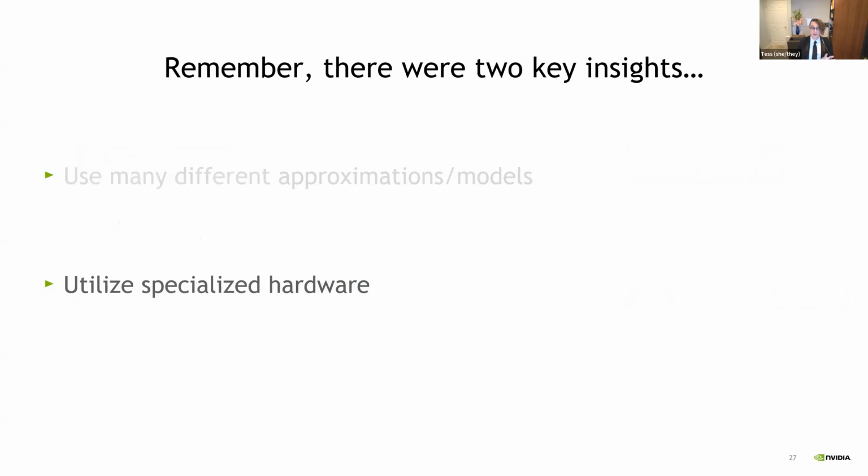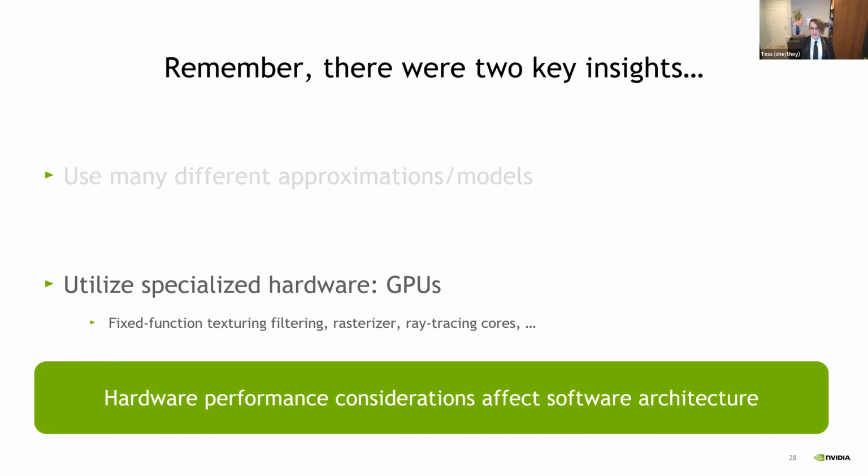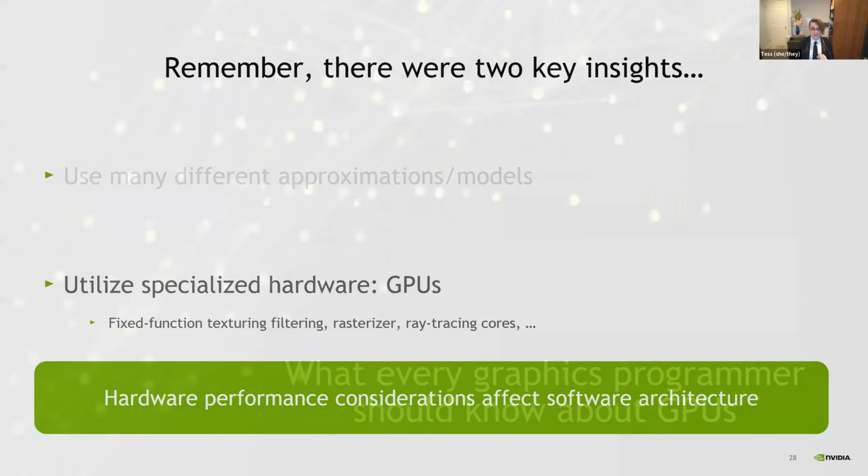or the insights that I talked about, that make real-time rendering tractable at all, which is the second piece of utilizing specialized hardware, which in practice means GPUs. And GPUs typically have things like fixed function texture filtering, rasterizers, ray tracing cores, and unique programming models, and all kinds of other considerations. And so the second problem we have to tackle if we want to make real-time rendering tractable is that the considerations of high performance on the specific hardware we'd like to utilize will end up affecting our software architecture. And we have to not be blind to how these hardware-specific considerations affect us.